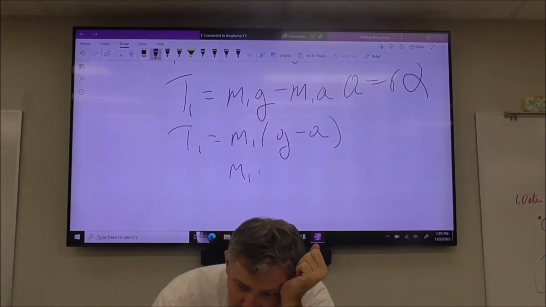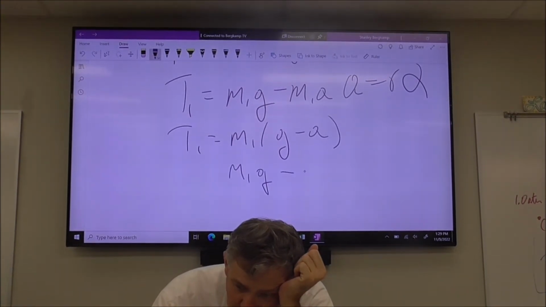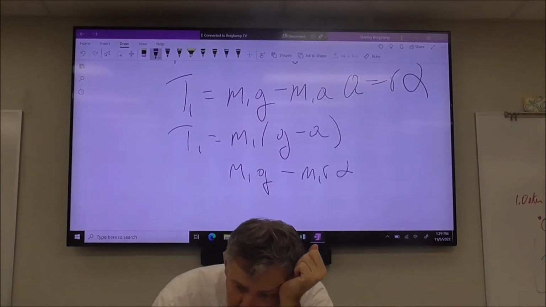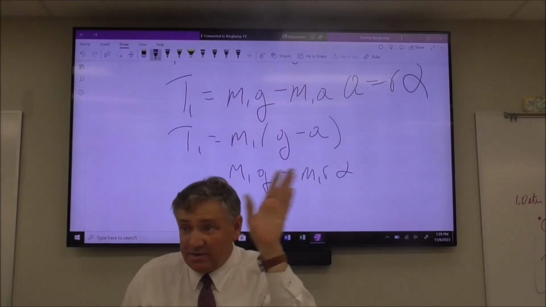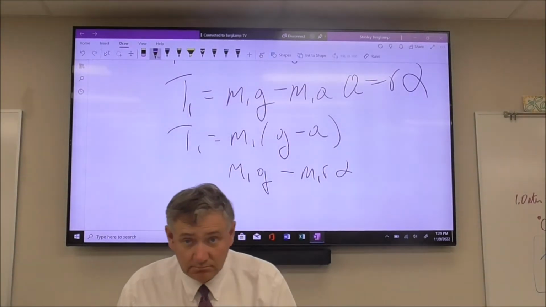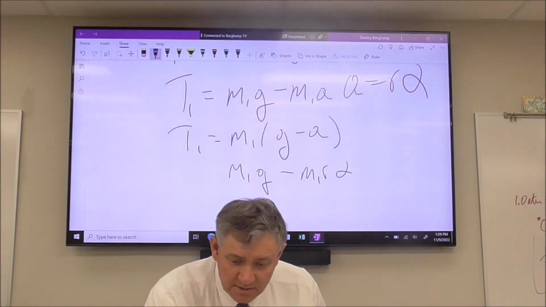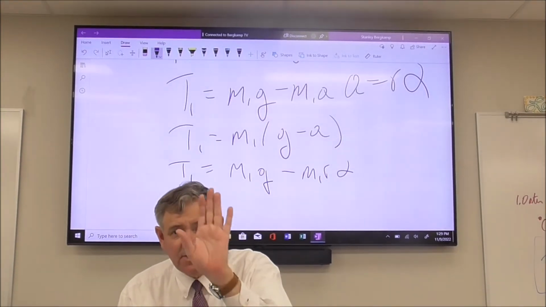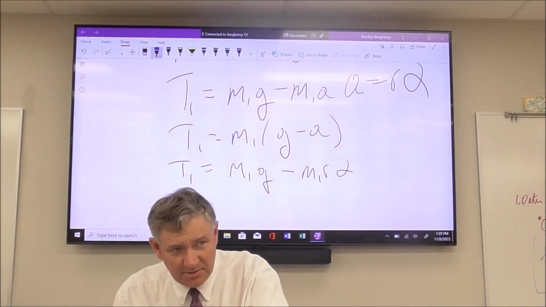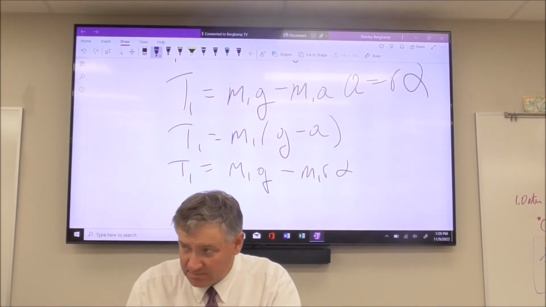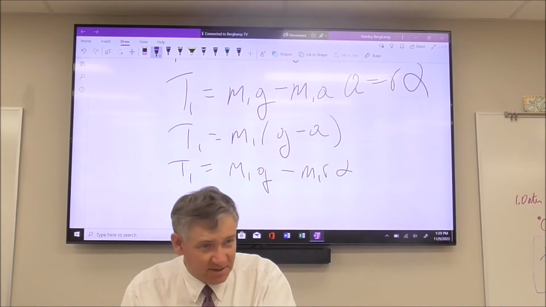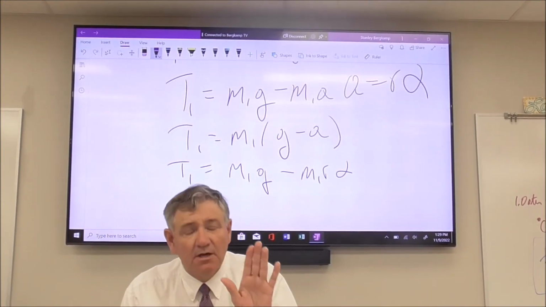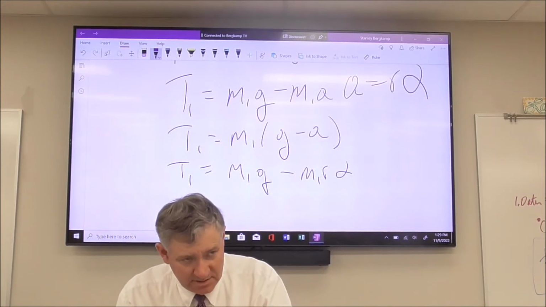M1G minus M1 R alpha, or if you wanted to get fancy, you could factor out that M1. So here's the point. That's how I'm going to express the tension. This is what I'm going to expect you to be able to do on the test tomorrow, to get to this point. It's going to be one of the last questions on the test, and it's going to be big points. Make sure that you can get to this point.